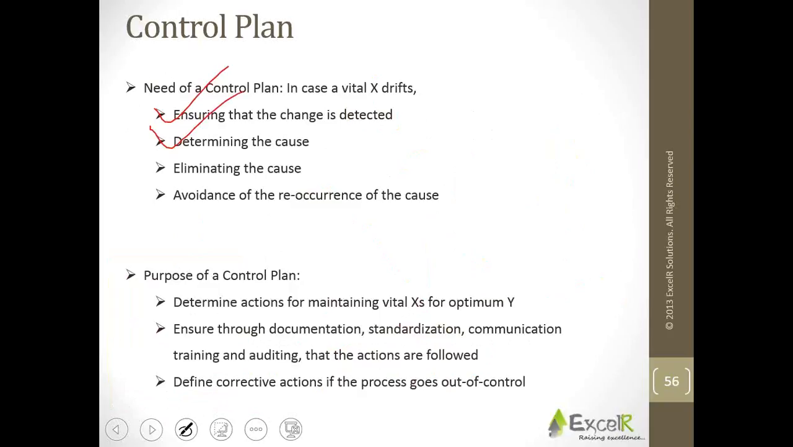You determine what is the root cause of that. You try to eliminate it. And you try to ensure that the reoccurrence of this kind of cause doesn't happen. Then what is the purpose of the control plan?